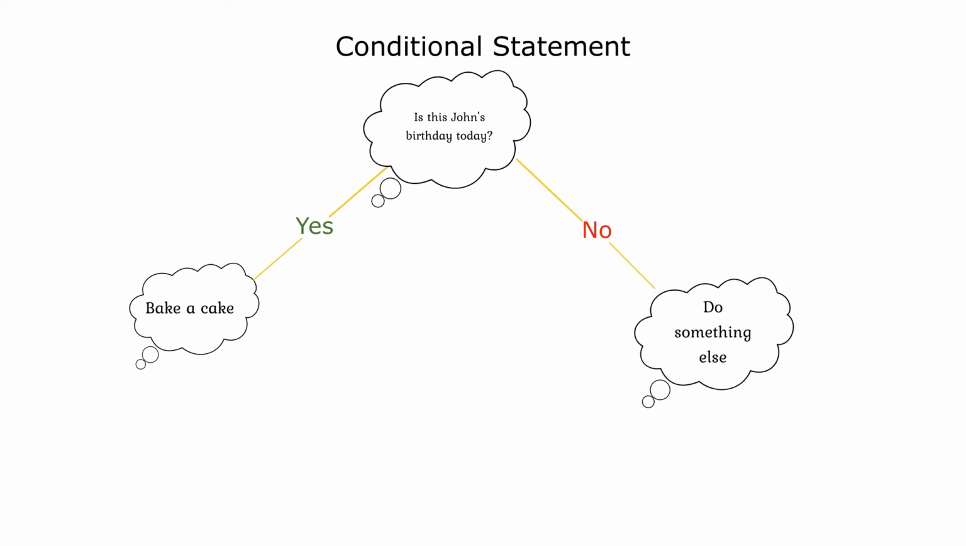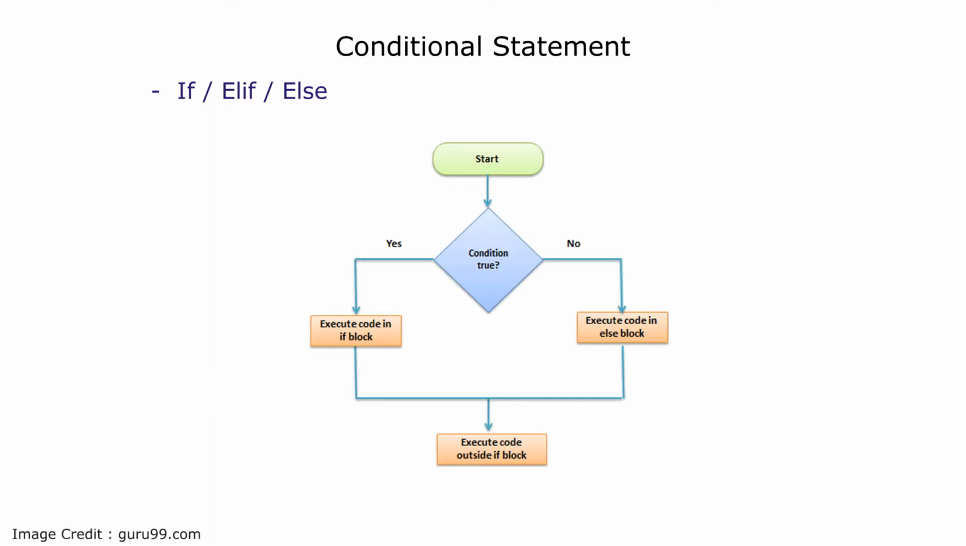Decision-making statements in Python decide the direction of the flow of program execution. One of the most common decision-making statements in Python is the if, elif, and else statement. The if statement is the simplest decision-making statement. It is used to decide whether a specific statement or block of statements will be executed or not. That is, if a particular condition is true, then a block of statements is executed, otherwise not.